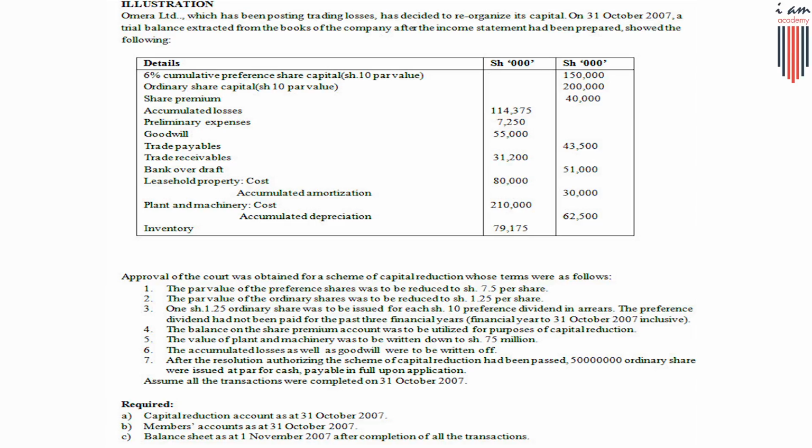After the resolution authorizing the scheme of capital reduction have been passed, 50 million ordinary shares were issued at par for cash payable in full upon application. If we issue shares, friends, you are going to receive cash. We issue these shares at par. And if we issued at par, then it means that we issued it at 1 shilling and 25 cents. We are going to receive cash on application.